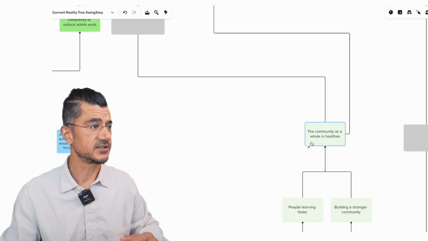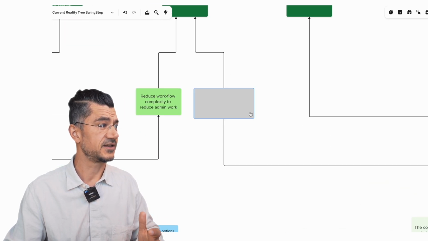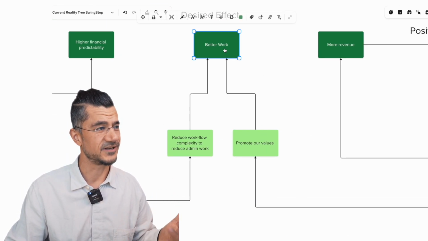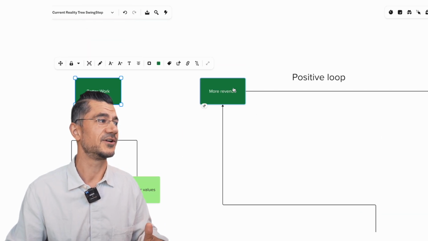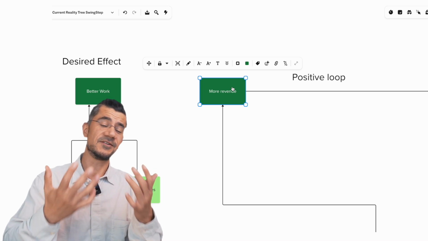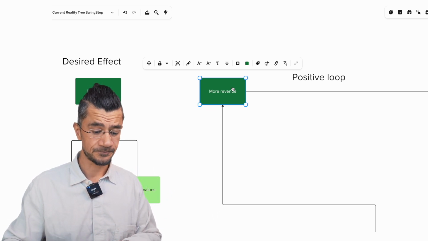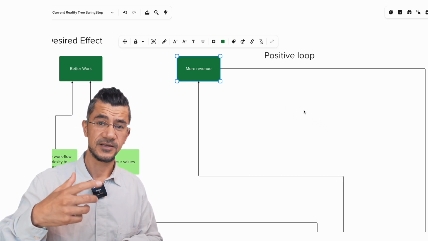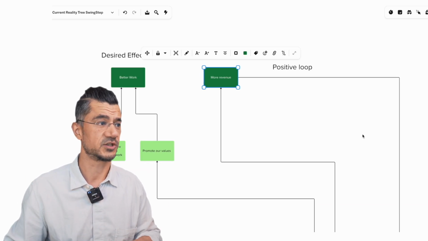And consequently, the community as a whole got much healthier, and a healthier community promotes our values and made the work more enjoyable. And as you can see, a healthier community also results in more revenue. Churn reduces dramatically, and people stay. It's easier for them to stay longer because they build a lot more connections with people.